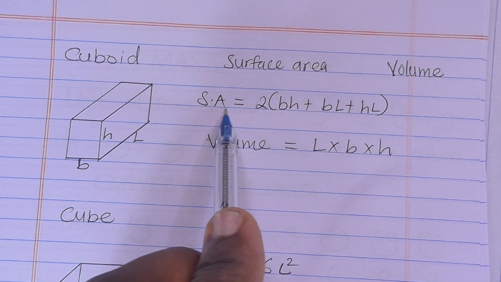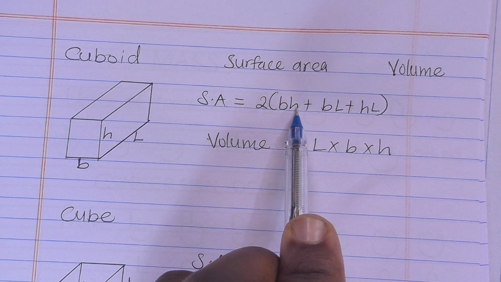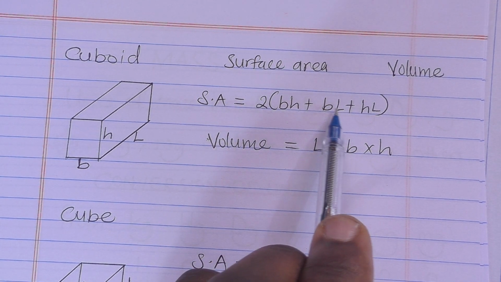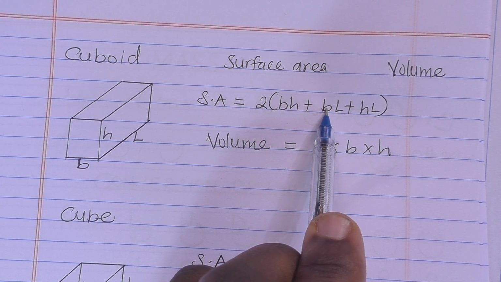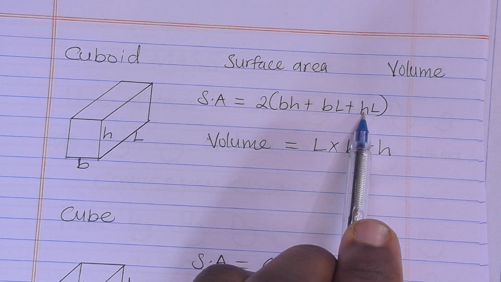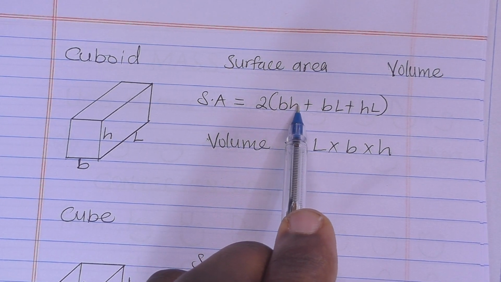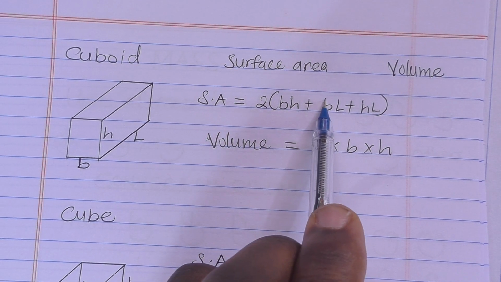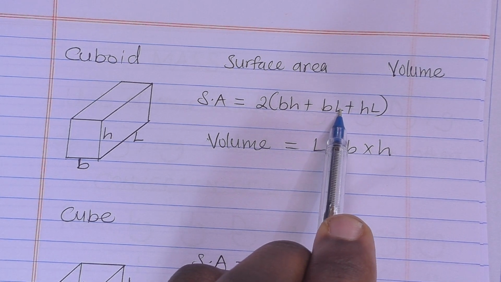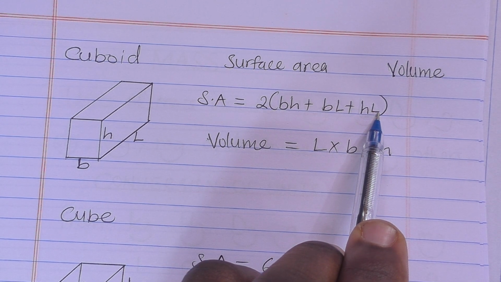Therefore, the total surface area of a cuboid is given by 2 into (B H plus B L plus H L), where B is the breadth or width, H is the height, and L is the length. We are multiplying by 2 because there are 2 faces of width times height, 2 faces of breadth times length, and 2 faces of height times length to make up the 6 faces of a cuboid.